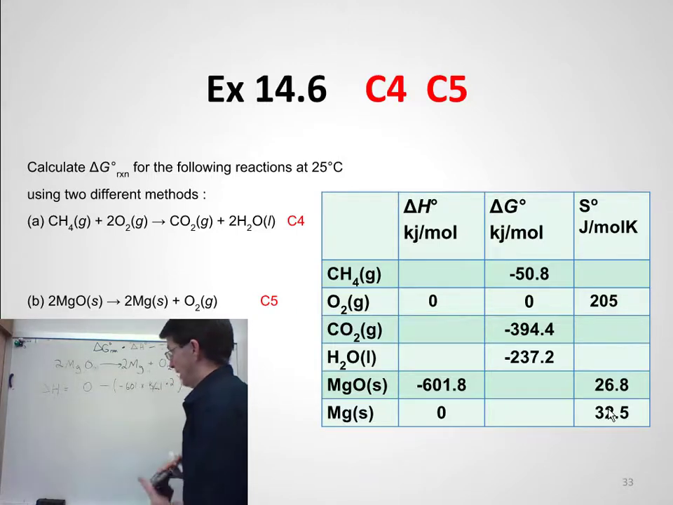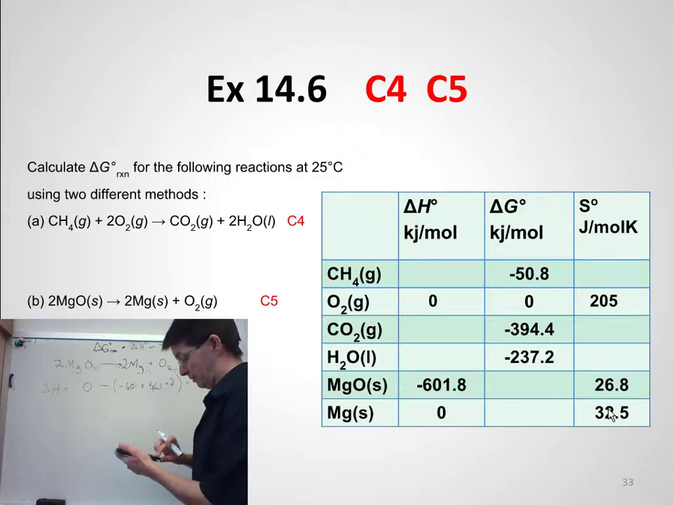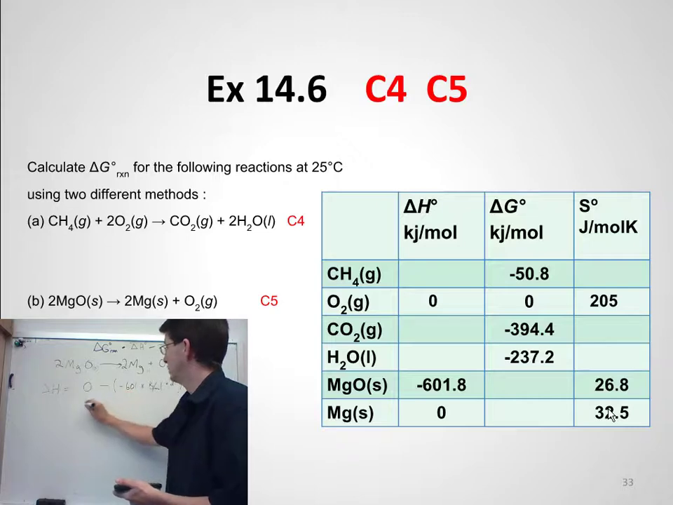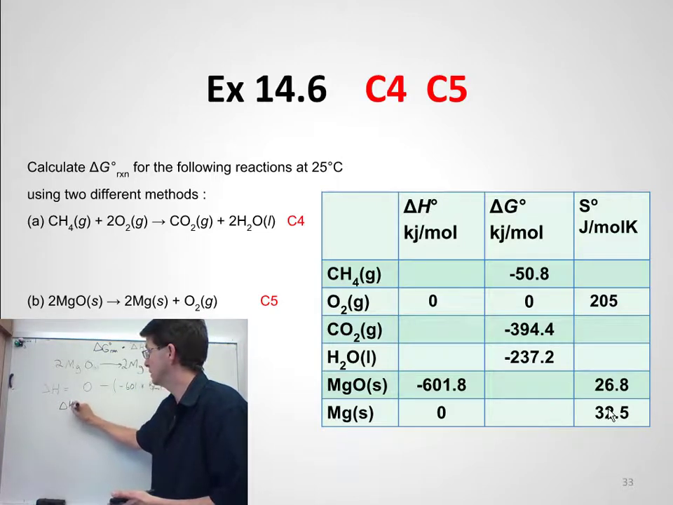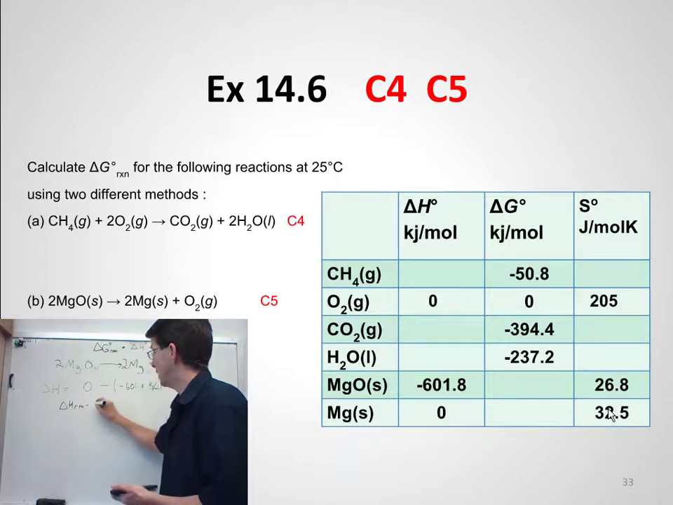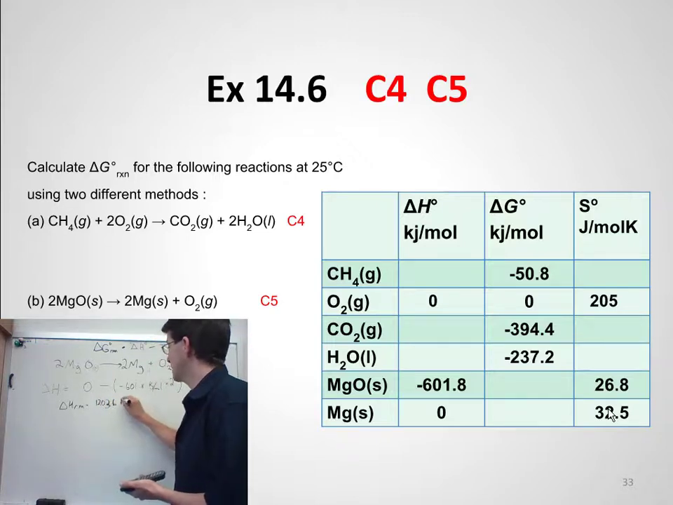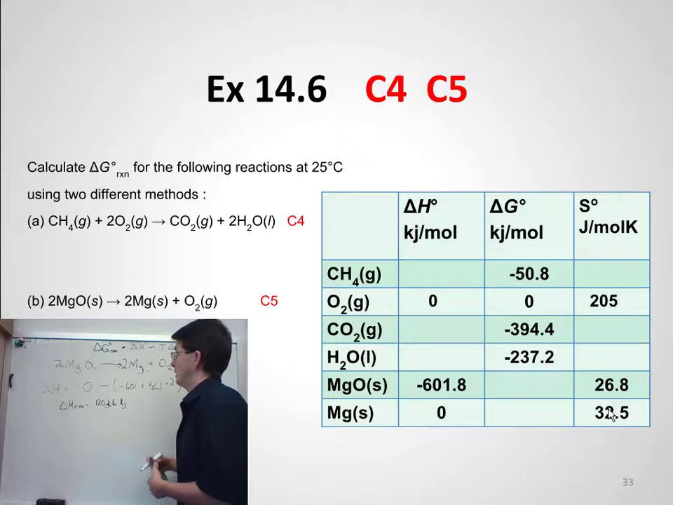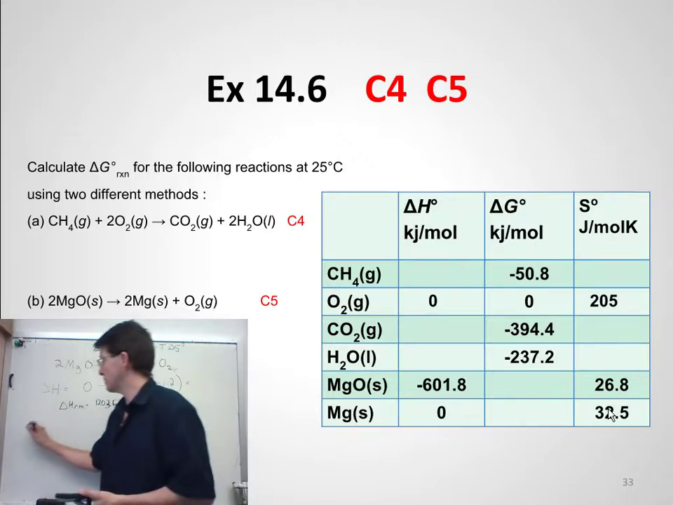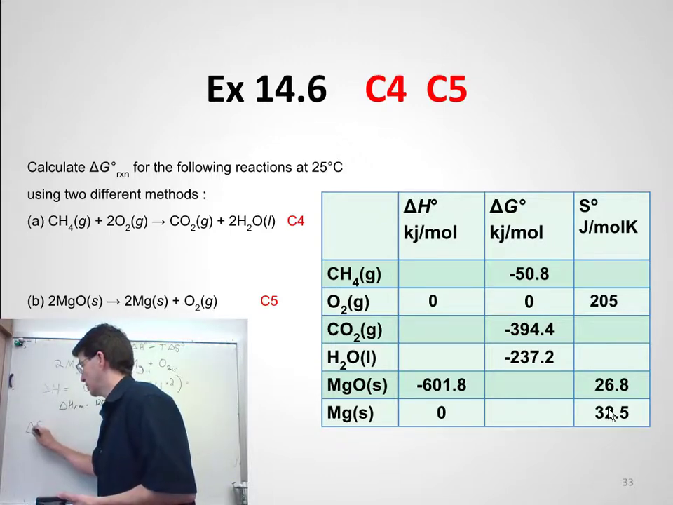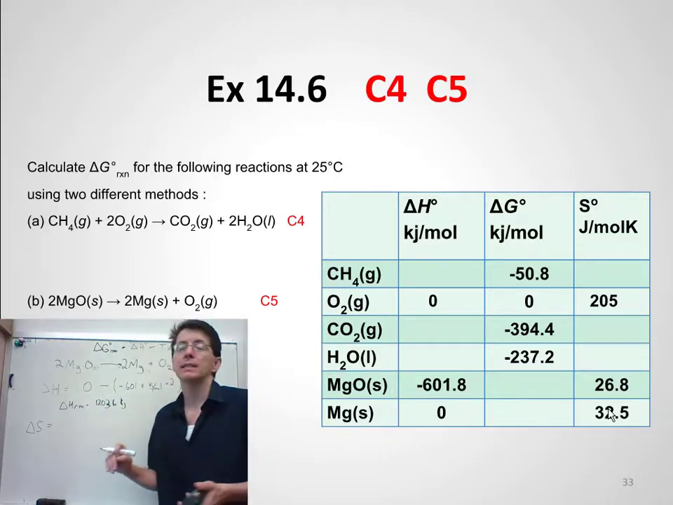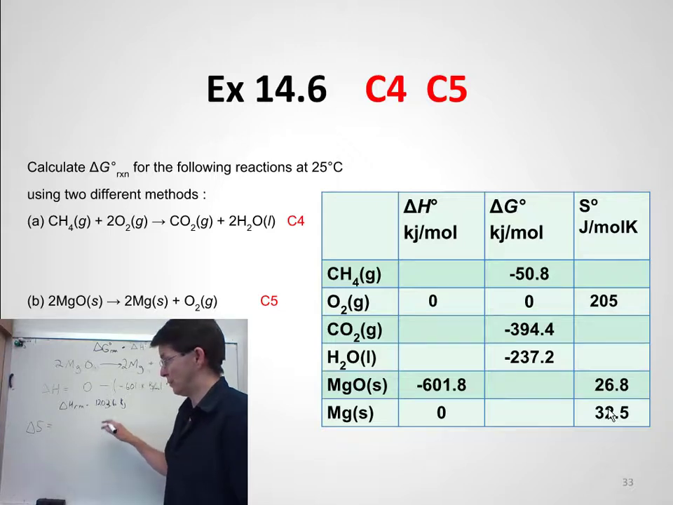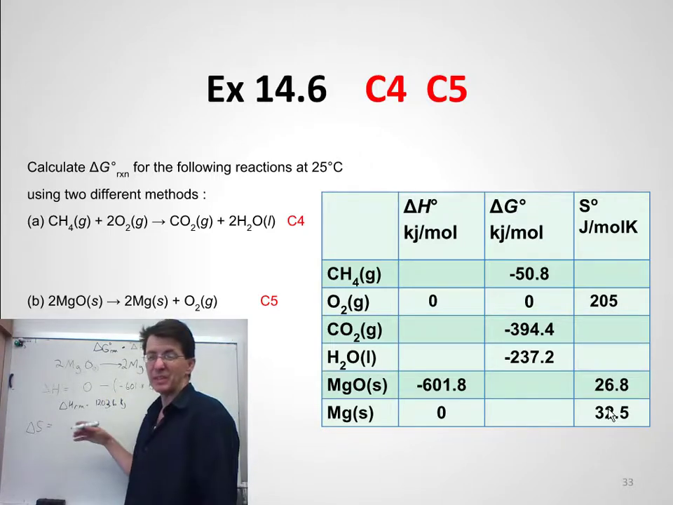This will leave a positive delta H of reaction equal to positive 1203.6 kilojoules. And then we can do the same thing for the entropy of reaction, but again, this one is less likely to have lots of zeros in it because entropies are typically non-zero.